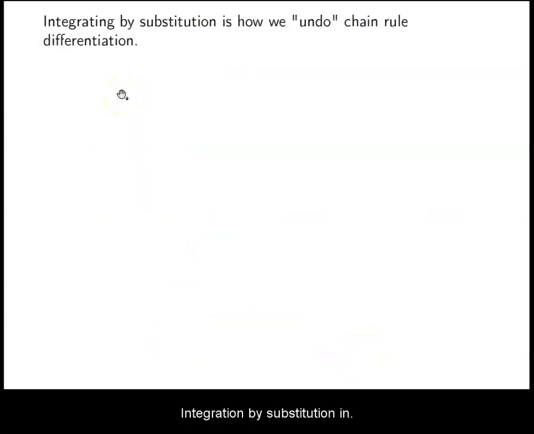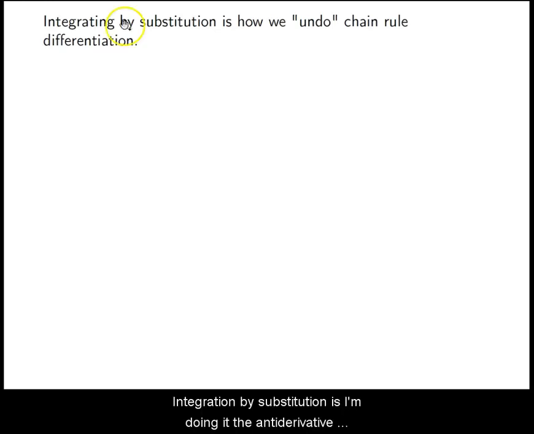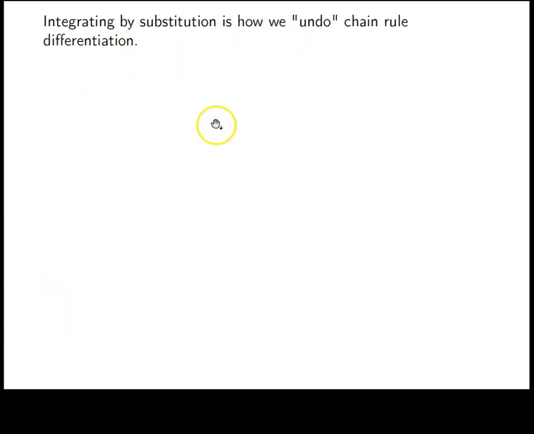Integration by substitution is similar to the chain rule. Remember that an integral is the way that we undo a derivative. So integration by substitution is the antiderivative process for a chain rule type of differentiation.